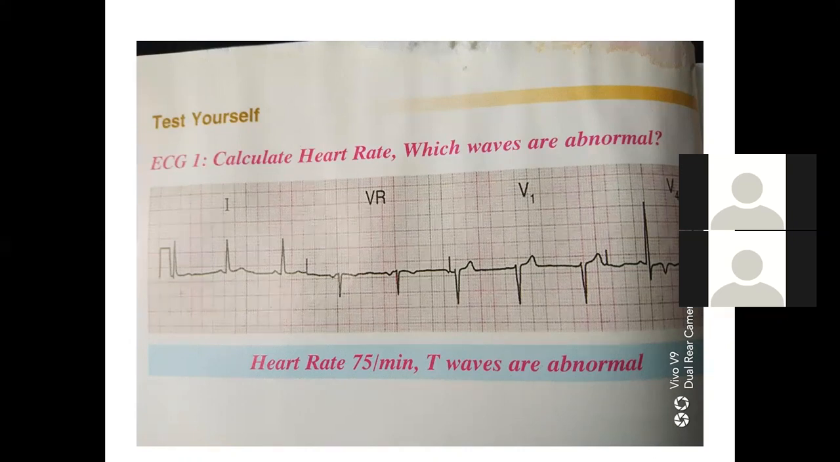How many squares are there between the two? Sir, 1, 2, 3, 62. It is 60. Sir, 4 plus some squares, no, sir? 1500 by, sir, it's not 24. It's exactly 5 squares, 4 big squares. What is the trick in this ECG?